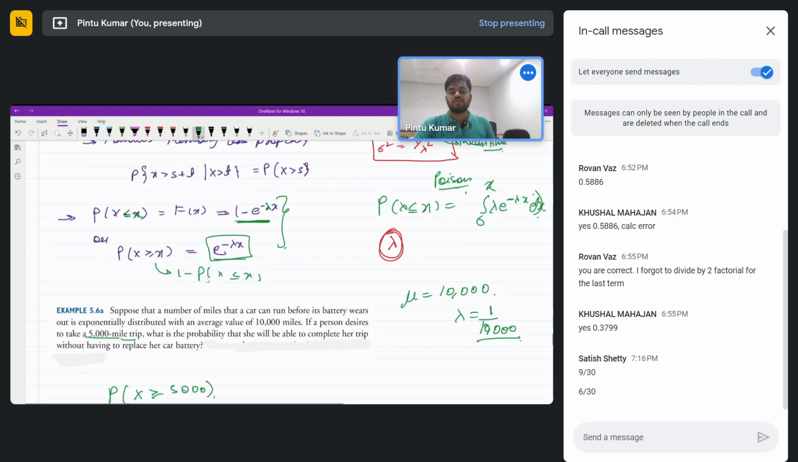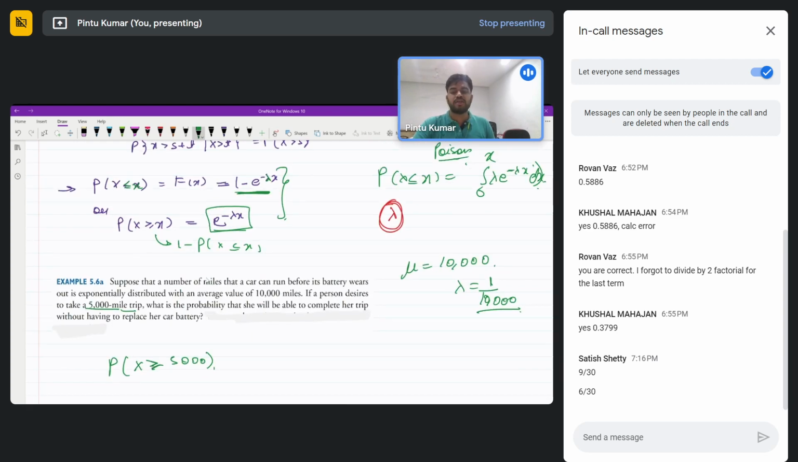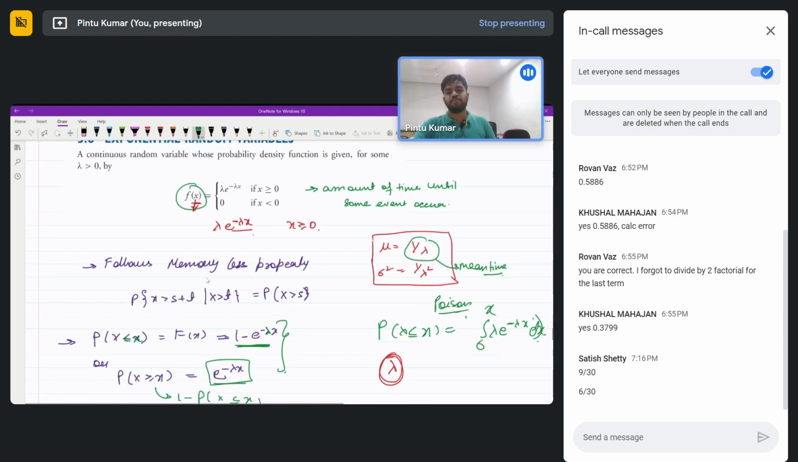So the probability that x is greater than or equal to 5,000 is nothing but e to the power minus, now lambda is 1 upon 10,000, times 5,000. So we'll just cancel these things. So this is e to the power minus half that you will get. Now coming back to what is known as the memoryless property.